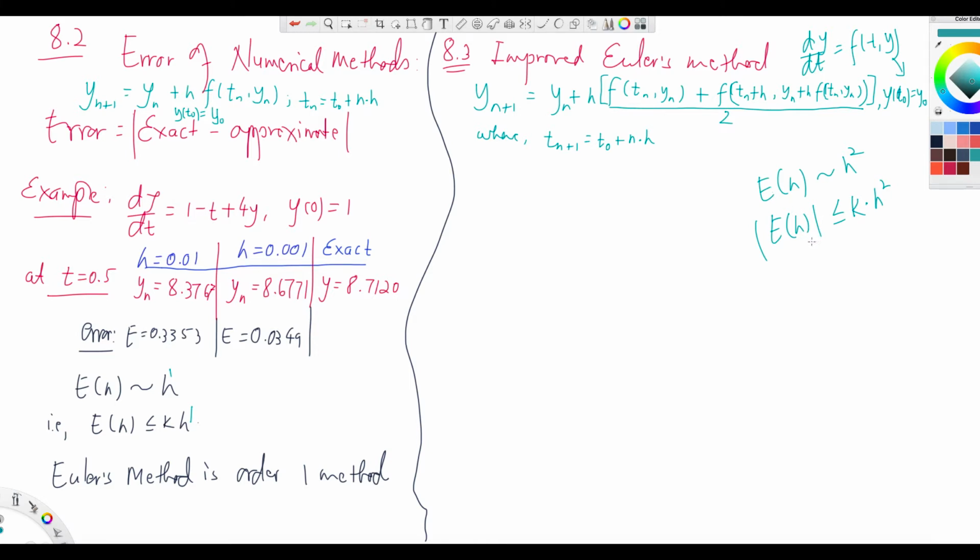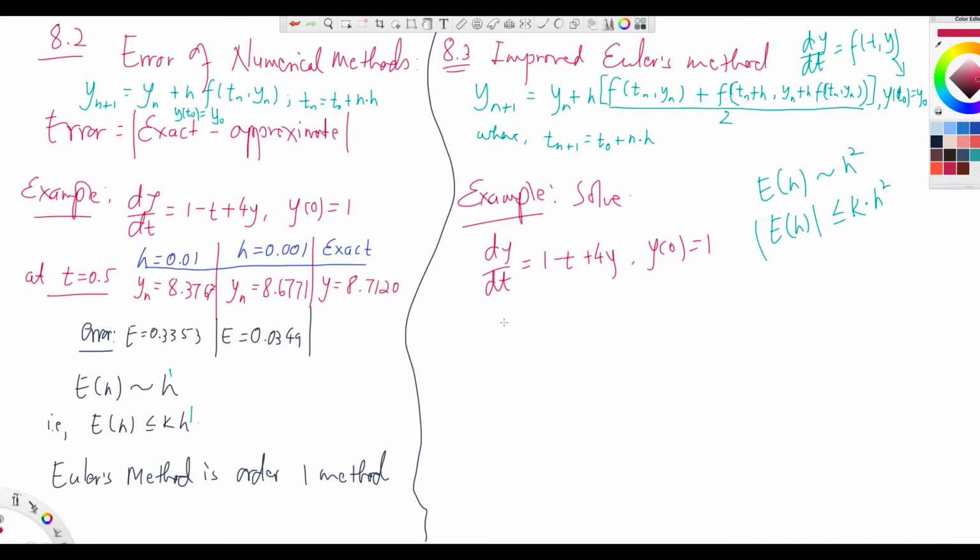Okay, so let us see exactly the same example. I will do a couple of steps by hand, and then I will show you a full table of what you get for different step sizes. Okay, so let us solve this example by hand, exactly the same example. We want to solve the equation dy over dt equals 1 minus t plus 4y, with y of 0 equals 1, using the improved Euler method.